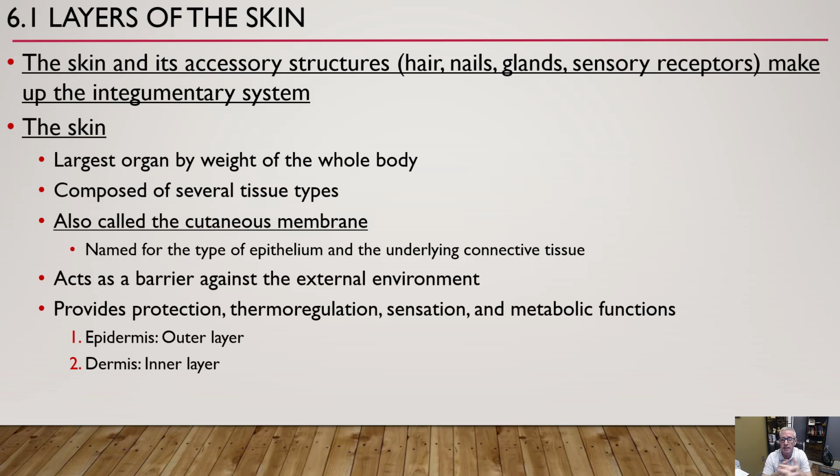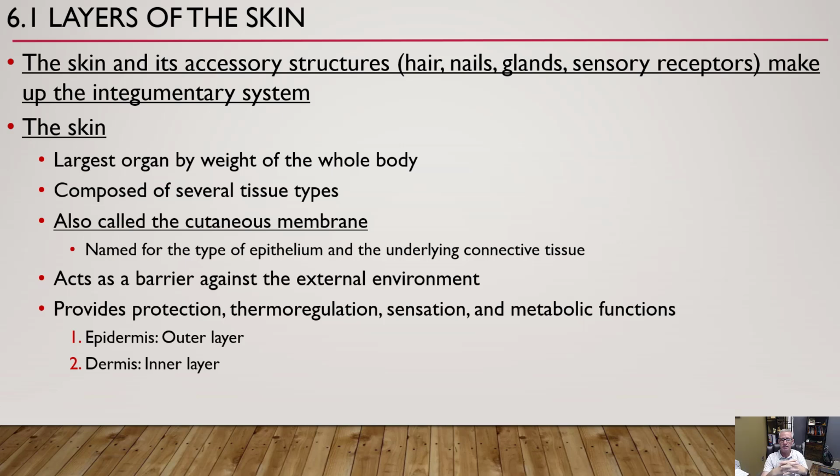The skin is actually an organ, and it's the largest organ by weight of the body. We learned last chapter that it has several tissue types, and we also learned that it's called the cutaneous membrane. So remember that if you're looking for the answer for skin, it might not be called skin, it might be called the cutaneous membrane. And it's named for the type of epithelium and that underlying connective tissue that we talked about last chapter. And that's just kind of like the definition of a cutaneous membrane. What type of epithelium and that underlying connective tissue.